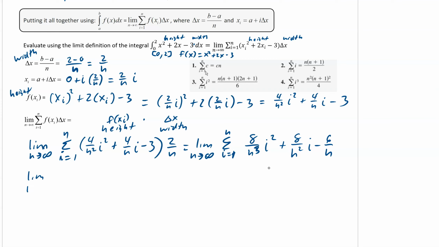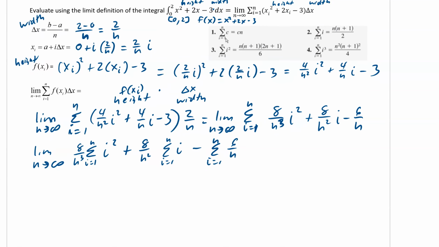So this is the limit as n approaches infinity of the sum, and we're going to do the first one. So 8 over n cubed, the sum as i equals 1 to n of i squared, plus the 8 over n squared. I'm not going to separate it again. 8 over n squared, the sum of i equals 1 to n of i, minus the sum of i equals 1 to n of 6 over n. Okay, so now we just use our formulas.